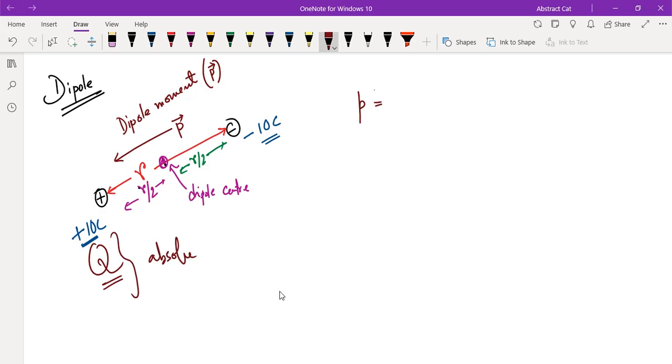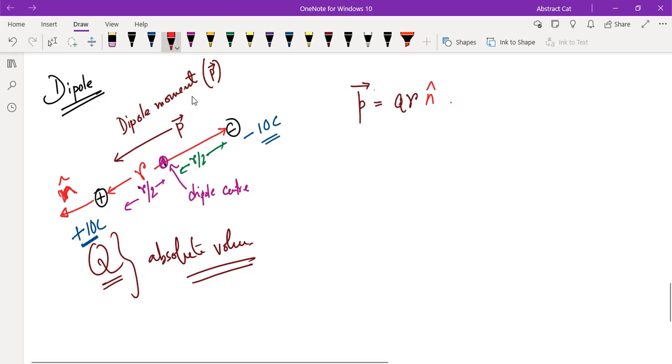Absolute value means the number of charge, that is q, times the separation between these two charges, that is r. P is a vector. Suppose I say its direction is r cap direction, or n cap direction, so that is minus to plus direction. That's the dipole moment, and the dipole moment is a vector. Charge is a scalar.